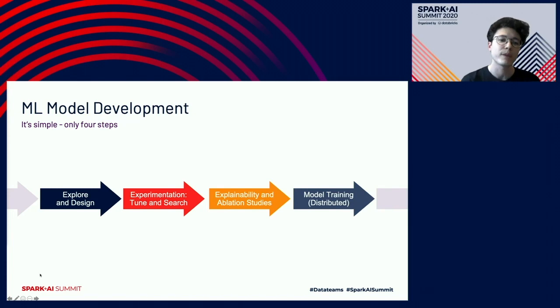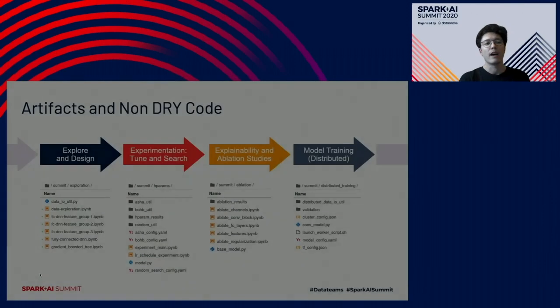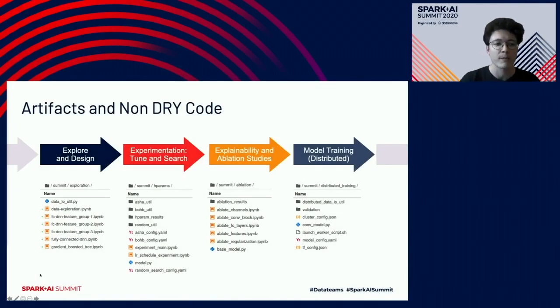So you might do the experimentation on a single host environment, but the training on a multi-host environment. And that leads to a lot of artifacts and non-DRY code. So you will repeat the code. Depending on which machine learning framework you're using, you will add config files, which is really hard to track. And the problem gets even worse when you start to iterate on your process and go back to and repeat a previous step. Basically, the amount of artifacts will double.